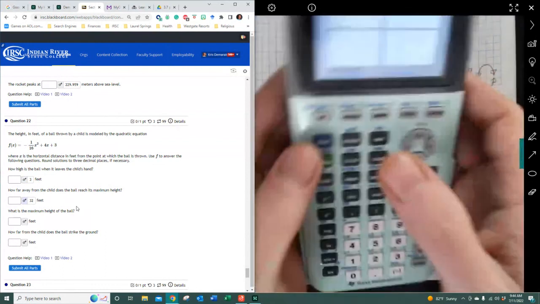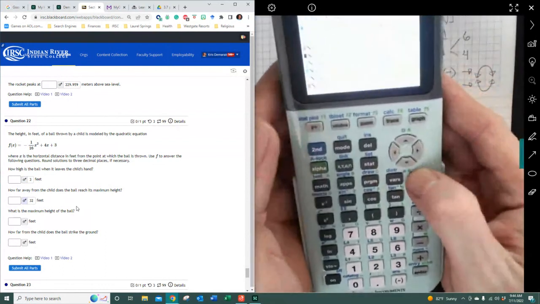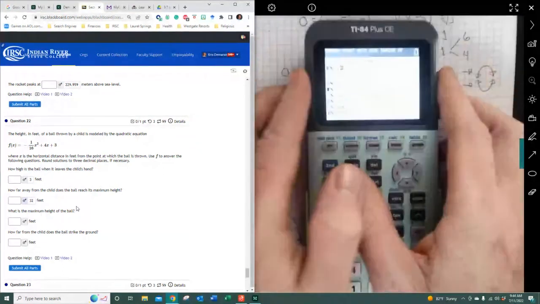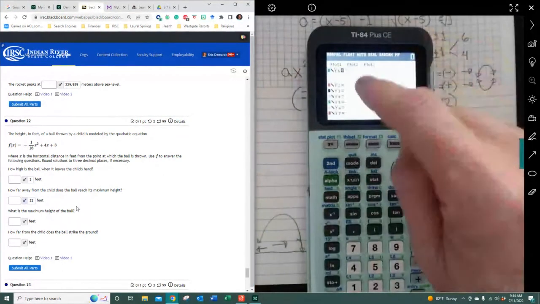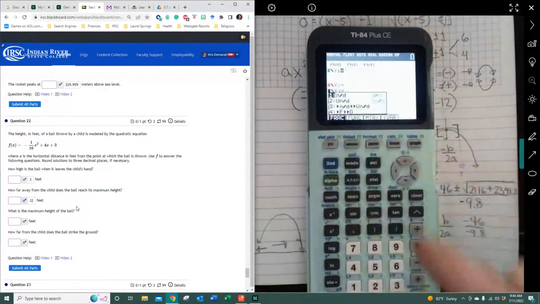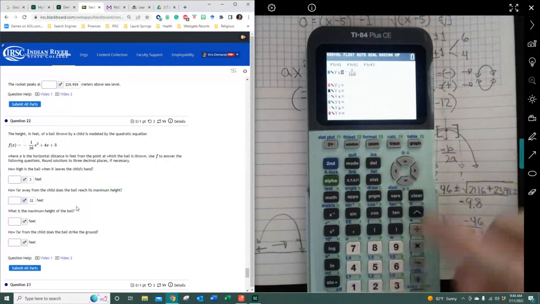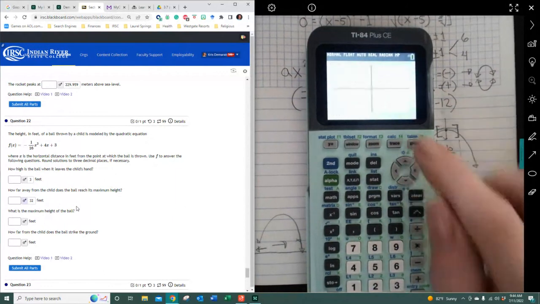I would go ahead and do this again. Since you're getting used to it, let's go ahead and plug it in. By the way, to do fractions, again, it's alpha y equals, enter, and that allows you to put in fractions. So I get that, and then plus 4x, and then plus 3, and then I graph it.